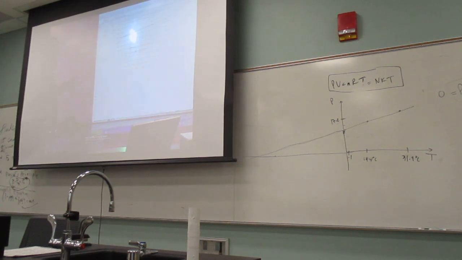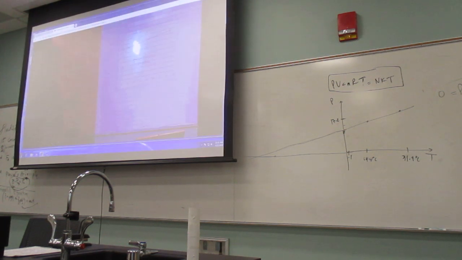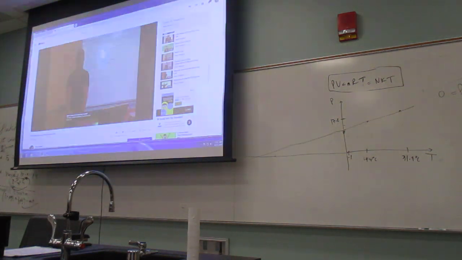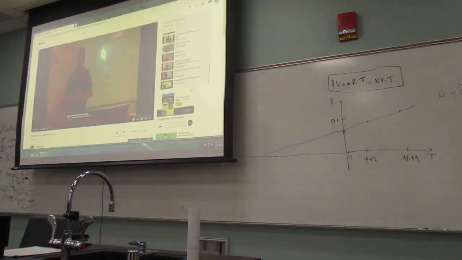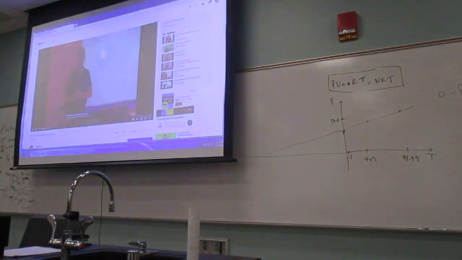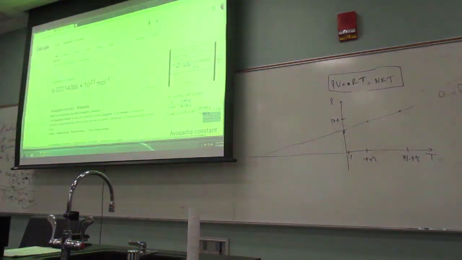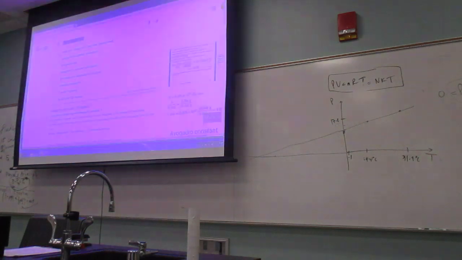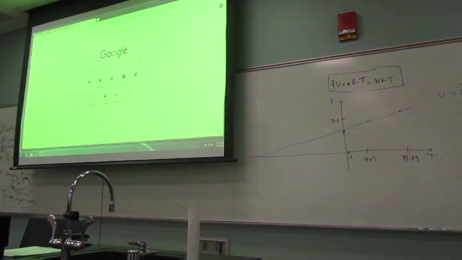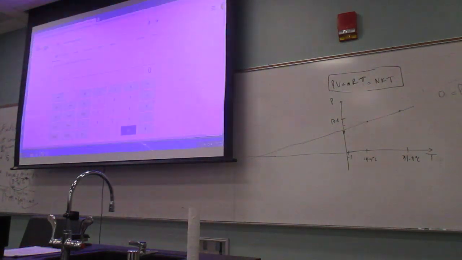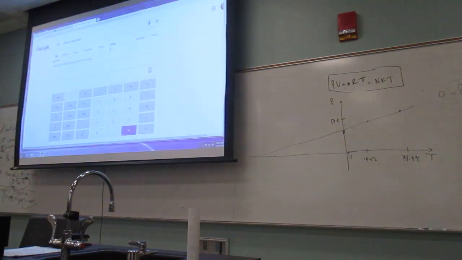I'm pretty close. I'm within 20 Celsius of that, using a crude experiment like this. Where was that online calculator? So it was 13.816.